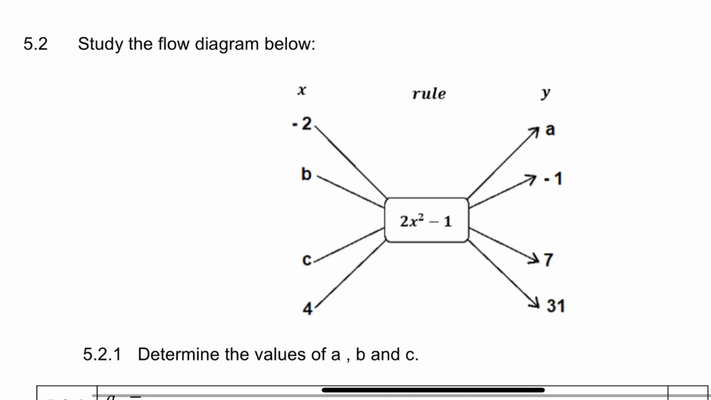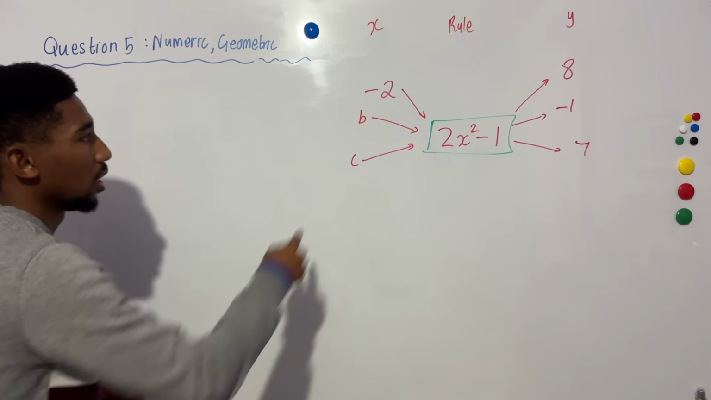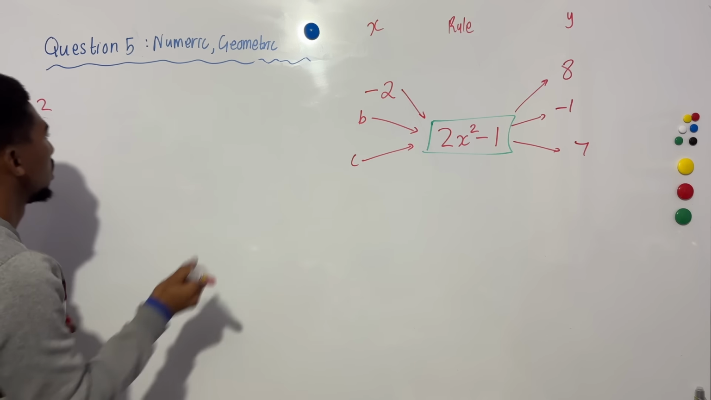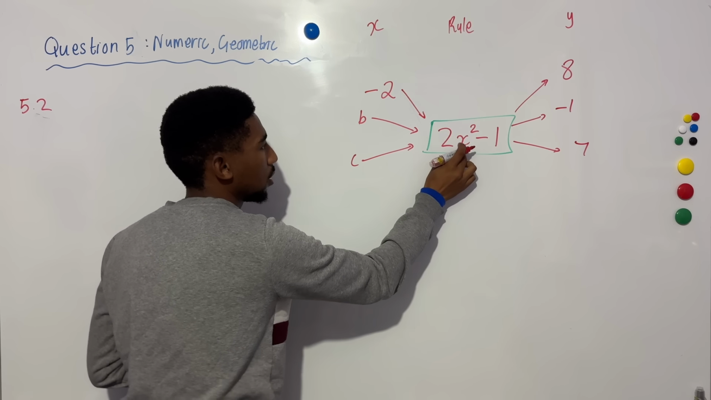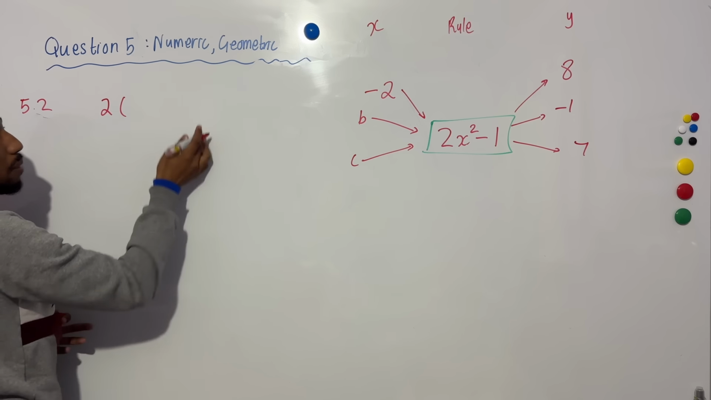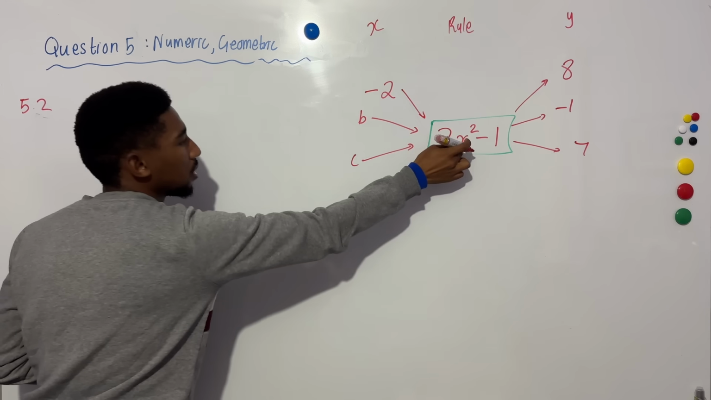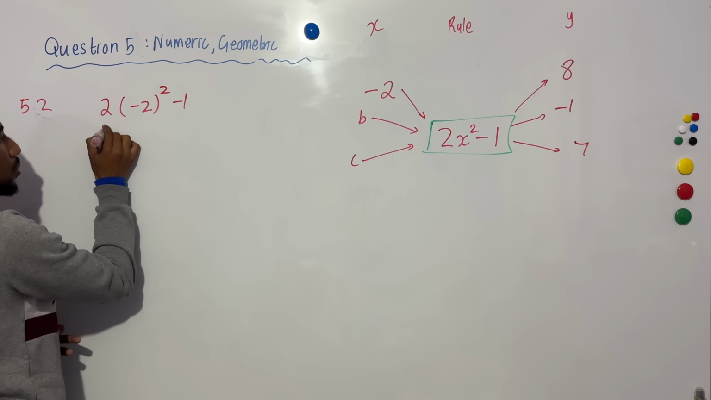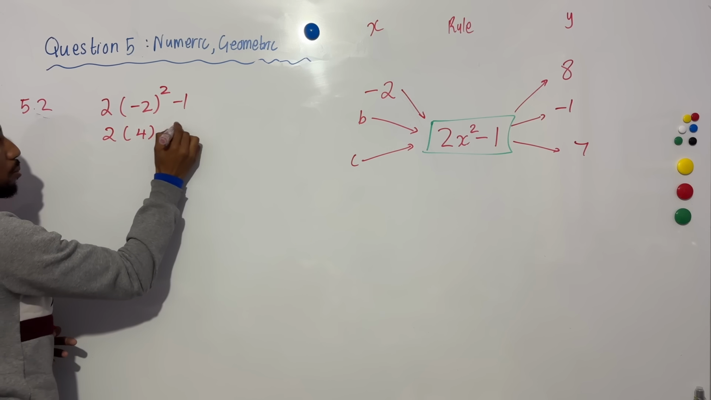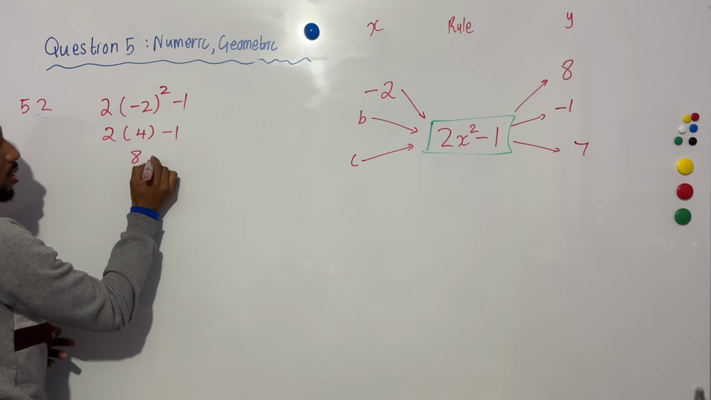5.2.1 says determine the values of A, B, and C. Now, we have to study the diagram below, and we need to understand what is happening in this diagram. So, what's actually happening, I'm going to start off with the first row as a quick example. What's actually happening is that this x goes in there. So what actually happens is negative 2 is being substituted in there within brackets, minus 1. So that's the input. So we have then 2 times 4 minus 1, that is 8 minus 1.